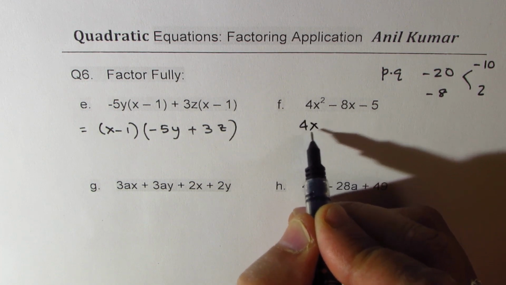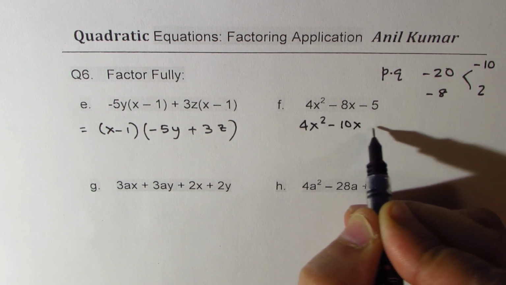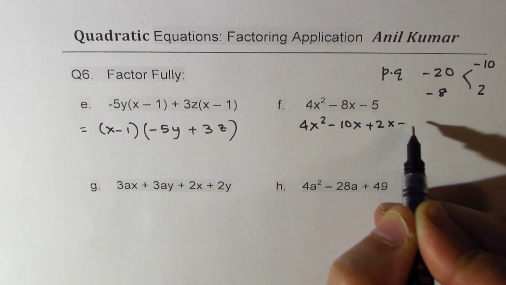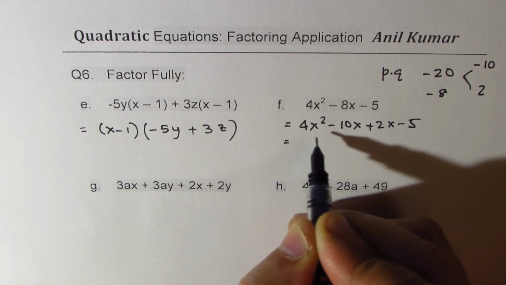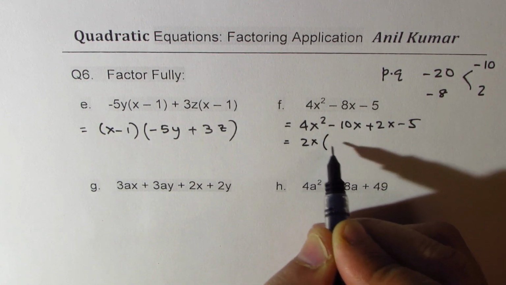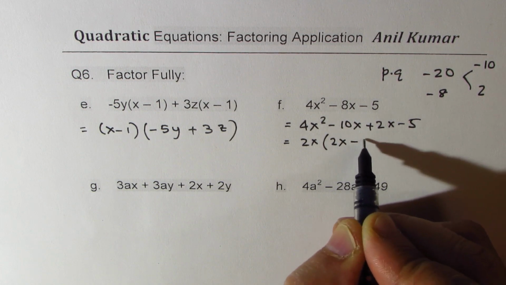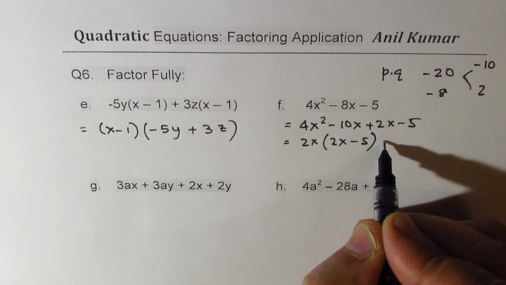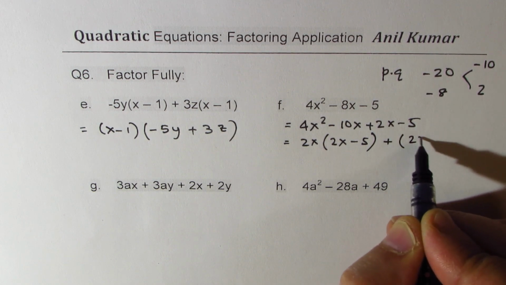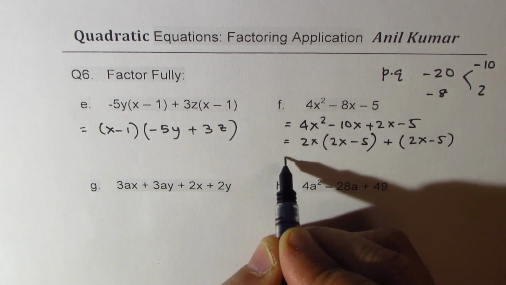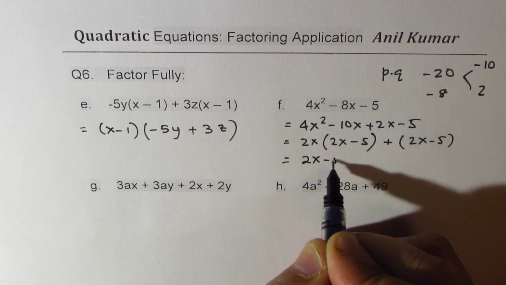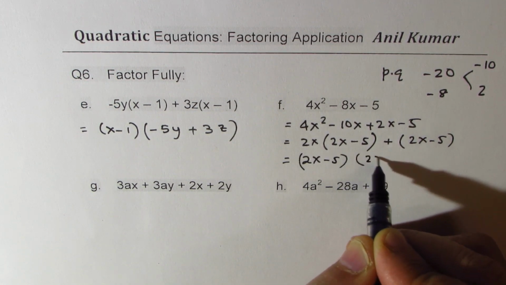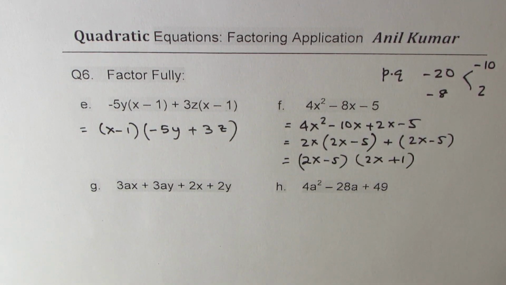So we'll write this as 4x squared minus 10x plus 2x minus 5. So we could take 2x common here. So we get 2x minus 5. And in this case, we cannot take anything common. So 1 is common, right? So we have 2x minus 5 as one factor and 2x plus 1 as the other factor.